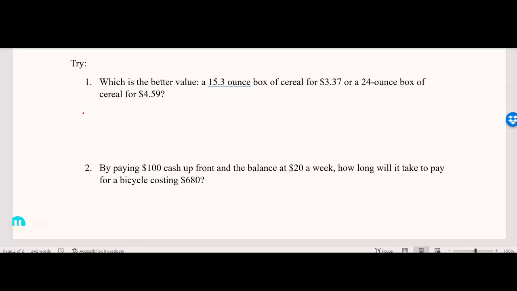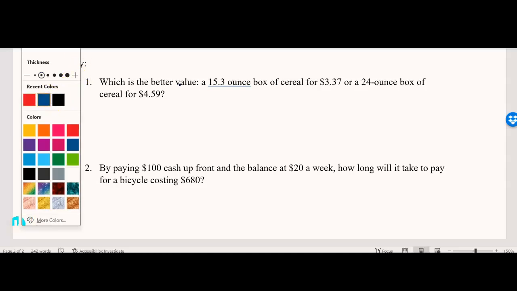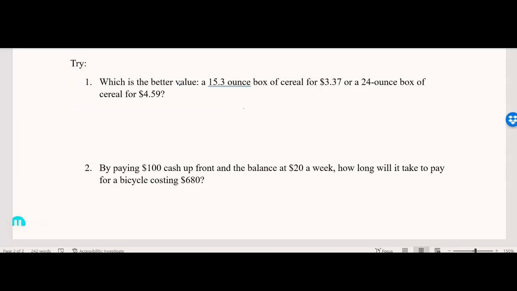All right, so if you did that, or you just don't want to wait and you want to get to the answer, we're going to work on this now. So let's see how you did. Which is the better value? A 15.3 ounce box of cereal for $3.37 or a 24 ounce box of cereal for $4.59?